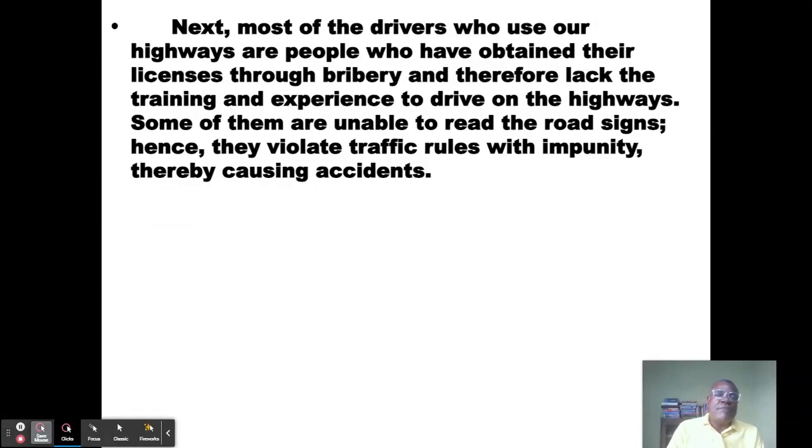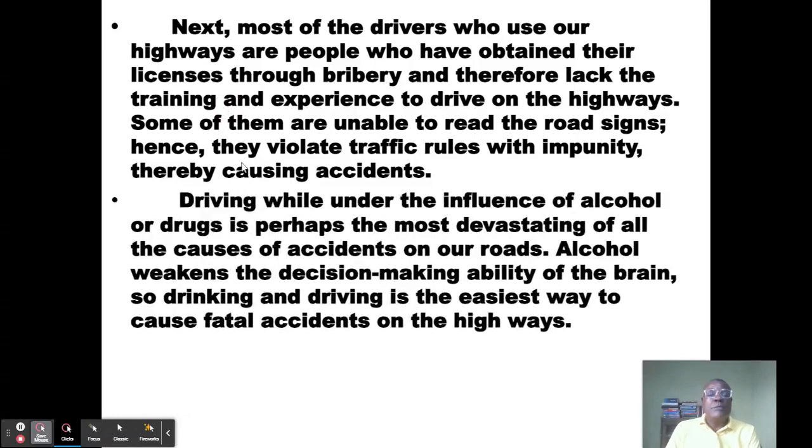Next, most of the drivers who use our highways are people who have obtained their licenses through bribery and therefore lack the training and experience to drive on the highways. Some of them are unable to read the road signs, hence they violate traffic rules with impunity, thereby causing accidents. See, you have made another very important point. Then the next paragraph will be driving under the influence of alcohol.